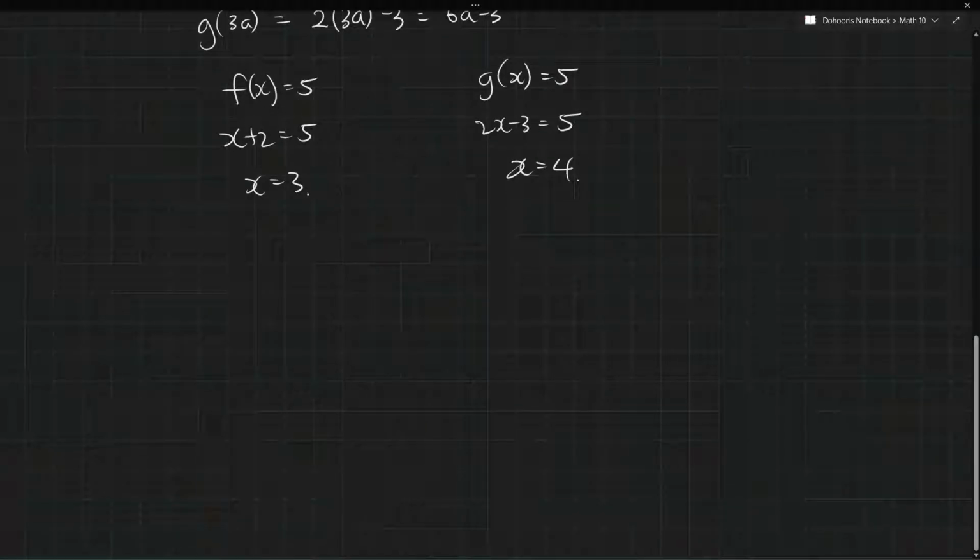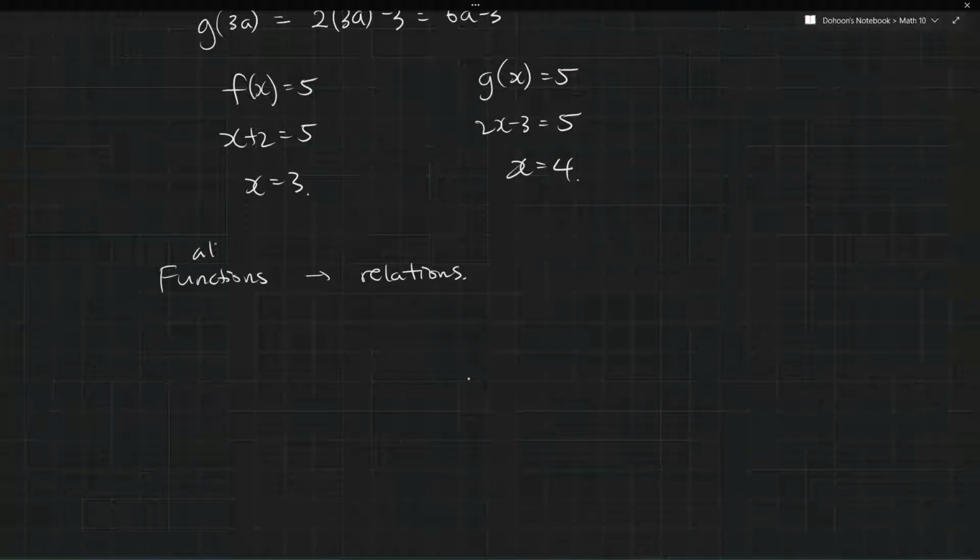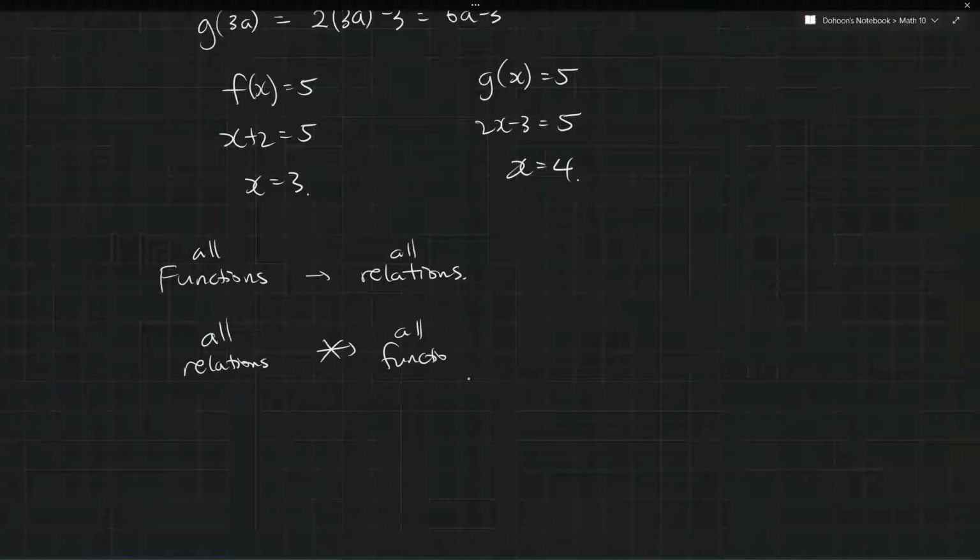Lastly, let's look at how we know if a relation is a function. Before we start, another recap. All functions are relations. However, not all relations are functions. One way to know is by graphing it first, and then doing the vertical line test.